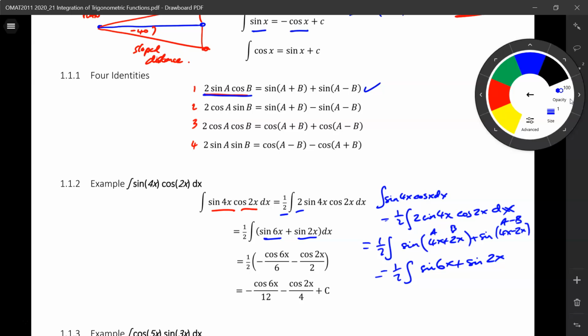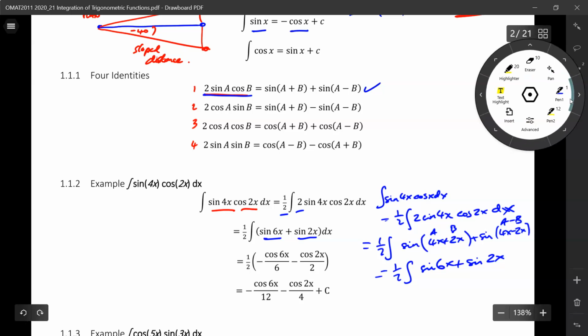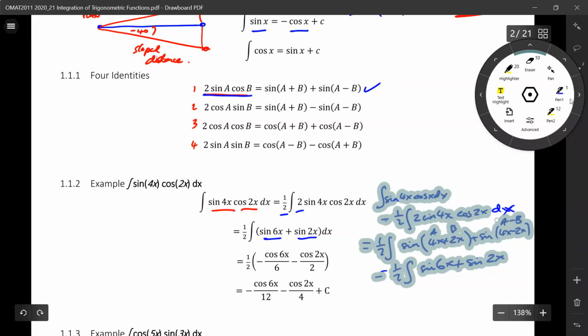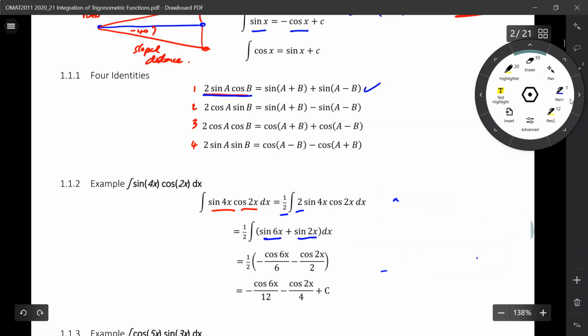So I'm just going to make one up here exactly like that, just different numbers. I'm going to pause the video and let you have a go at it. I'll just make up some figures off the top of my head. So what if we make up this one? Sine of 8x cosine of 4x dx. So I'll pause the video.